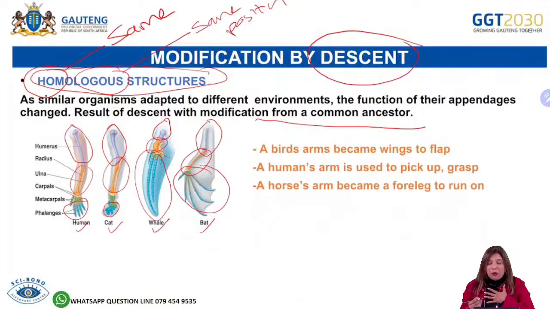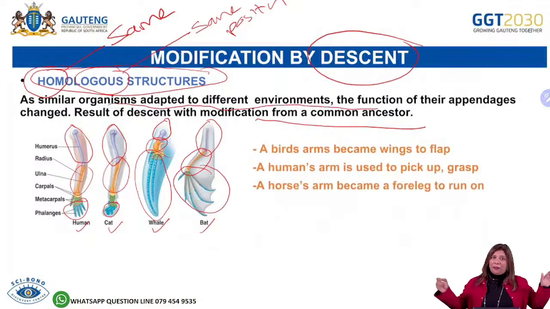But the cat doesn't use it in the same way. The whale uses it to swim. So can you understand this term where they say similar organisms are adapted to different environments? Because the environment, you remember what environment? It's the surroundings that we find ourselves in. So the whale finds itself in the ocean. Is the whale going to fly in the ocean? No, it's not going to fly in the ocean.